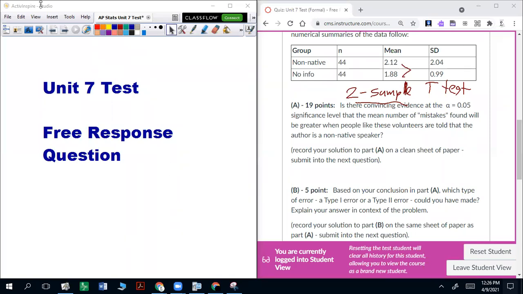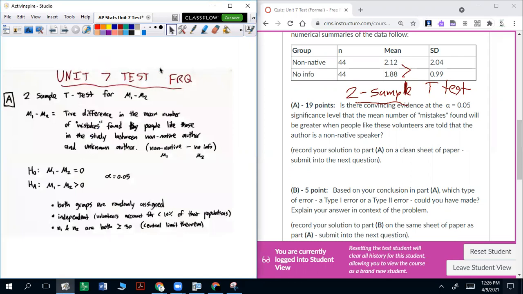So when you set up this test, you've got to go through that 4-step process, right? Most of you were probably able to recognize this as a two sample t-test for the mean 1 minus mean 2. Notice how I just did mean 1 minus mean 2. You can label what each one is, but I just said the true difference in the mean number of mistakes found by people like these in the study between non-native author and unknown author. I labeled them: the non-native was mean 1 and the no info was mean 2. So you can see that difference there. So identifying your parameter, and identifying your procedure, that's that P part.